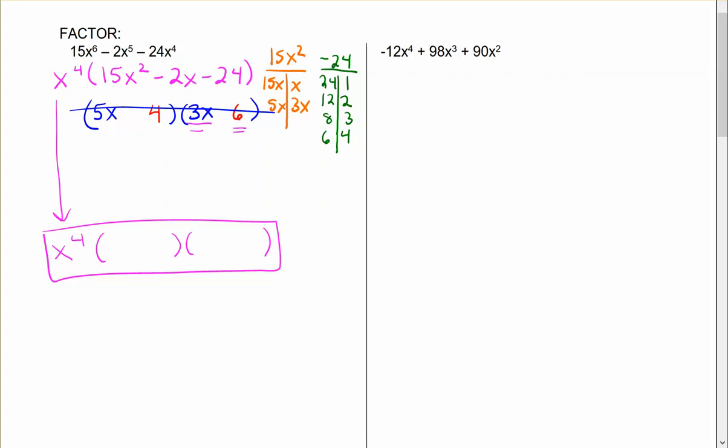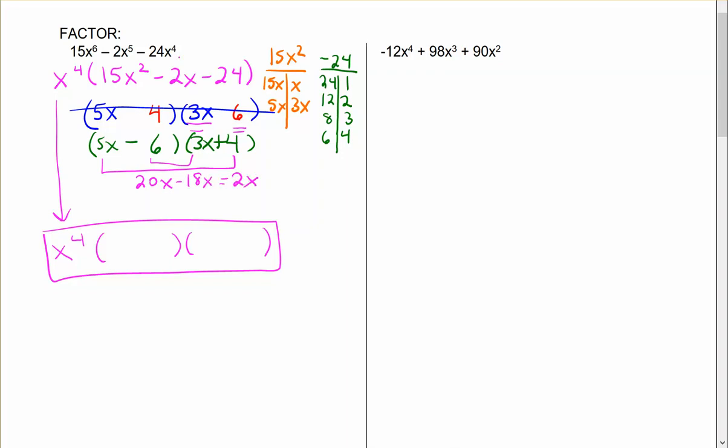So we can just move on and try the next possible combination, sticking with the 5x and 3x, but let's try the 4 and the 6 in the other direction. First the 6 and then the 4. Now we need one sign of each in order to equal a negative 24. So our last term is negative, so I know I need one positive and one negative. I can check it by multiplying the outer terms. That gives me 20x. And then the inner terms, minus 18x. That equals a positive 2x.